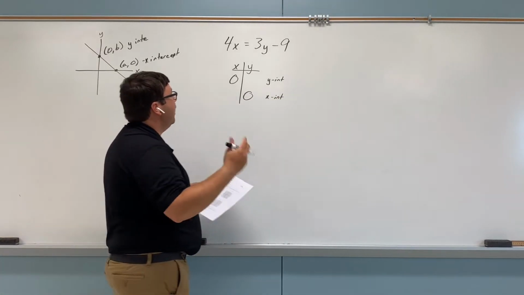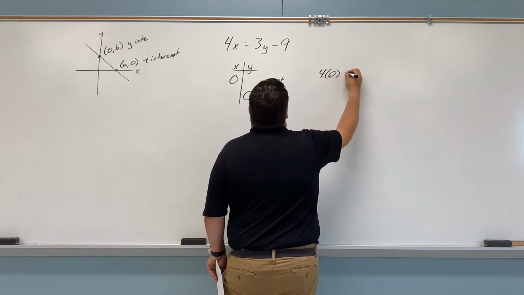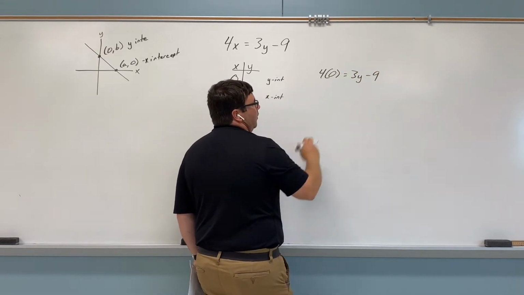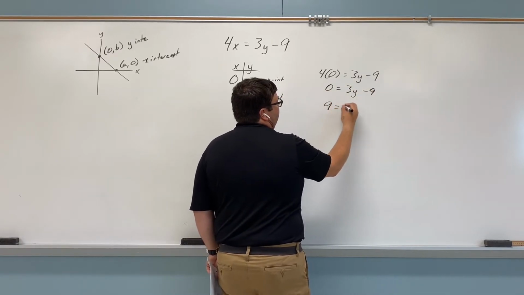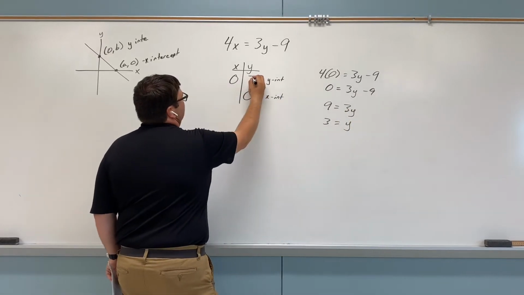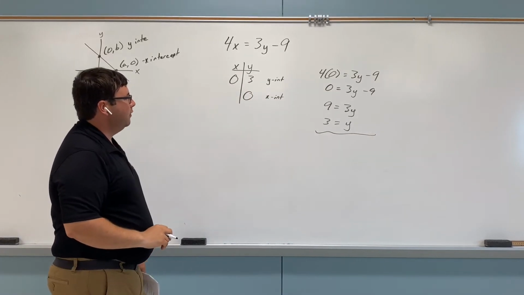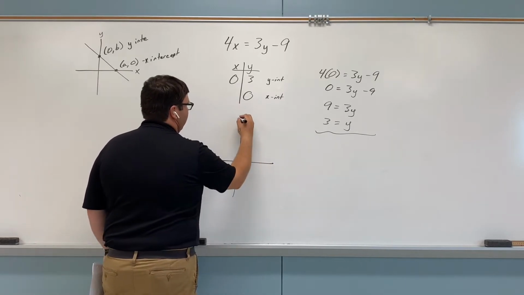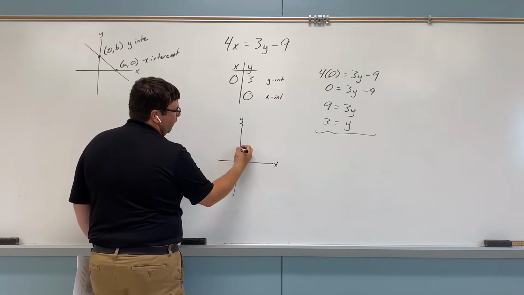Okay, if I plug 0 in for x, I have 4 times 0 is equal to 3y minus 9. 0 is equal to 3y minus 9. 9 equals 3y, or y equals 3. So there is my y-intercept. I would have (0, 3). So if I were to graph this particular equation, just to plot as I go, (0, 3) puts me right here.